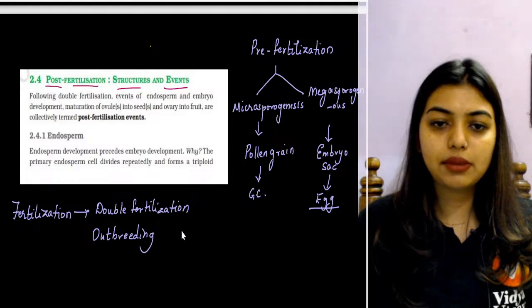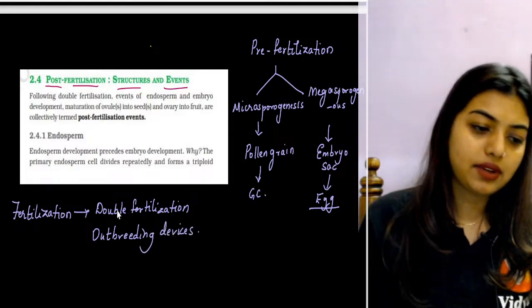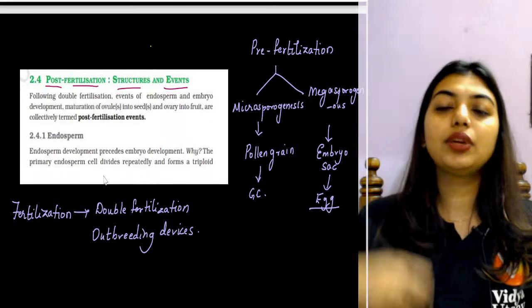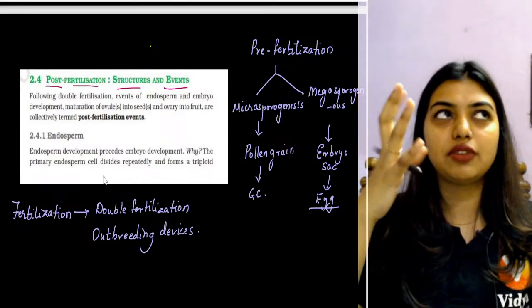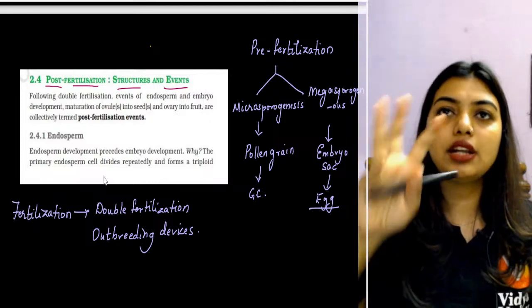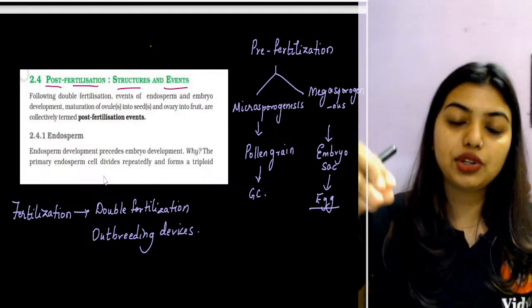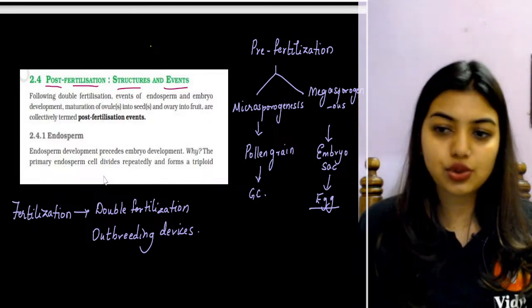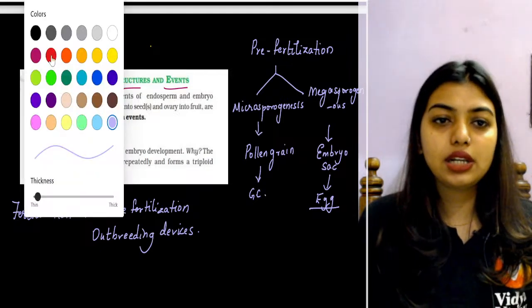I'm just writing the main topic, what we learned. You remember outbreeding devices. Yes, done. Now we are going to the post-fertilization event. That means everything has happened. Now we have to see what they are going to form. What is the ultimate result that is going to come out of it?